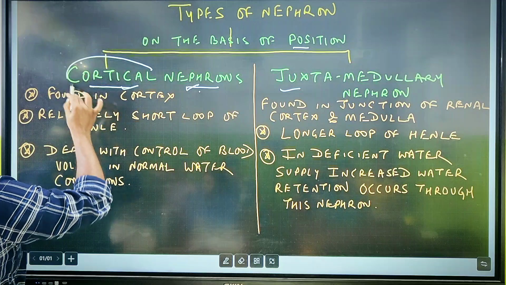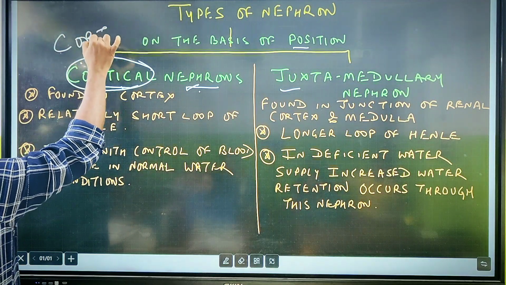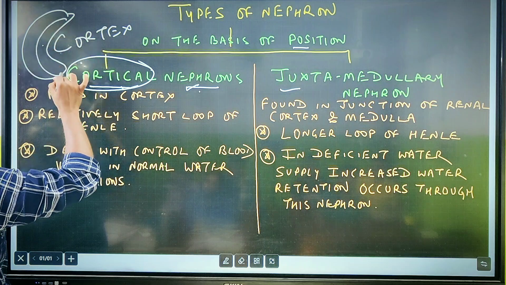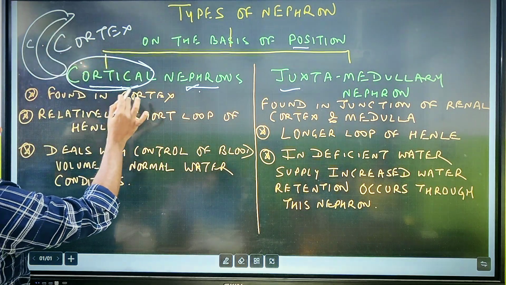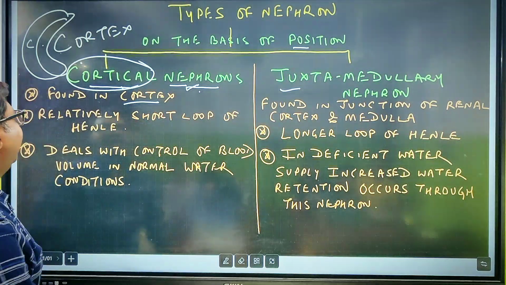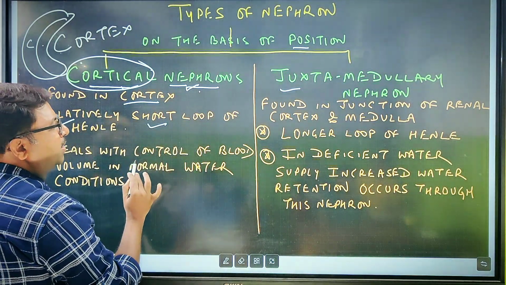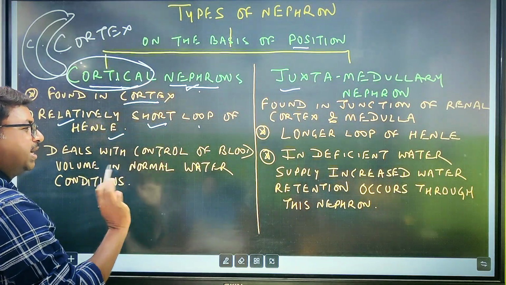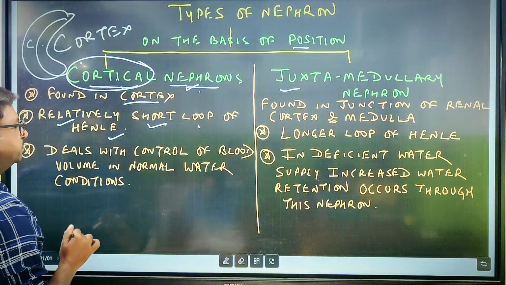अच्छा बाबू, cortical नाम कहाँ से आया? Cortex से आया? So in kidney, there are two portions. One is medulla inside and cortex outside. So cortical nephrons normally cortex में रहेंगे. They are found mainly in cortex. And relatively, they are short. The loop of Henle is short. इसमें loop of Henle ज्यादा नीचे तक नहीं जाता है, medulla तक नहीं जाता है, कम जाता है.